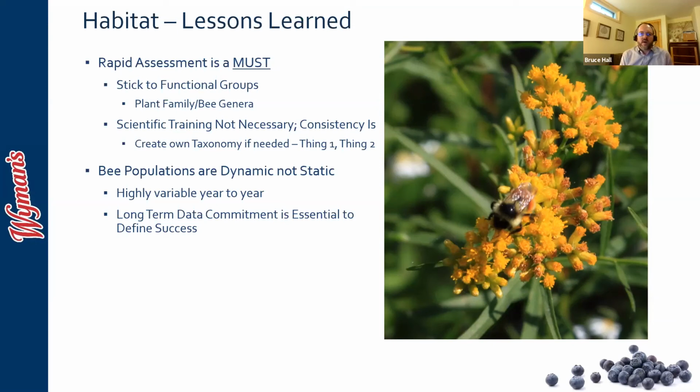We've found that sticking to functional groups really aids that process. So whether that's just rapid identification of plants based on plant family or bee genera, whatever it may be, it really helps. And ultimately, no scientific training is necessary, but consistency is. You can create your own taxonomy if you're a farmer. You can call things whatever you want. You can call it thing one and thing two. It doesn't have to be the correct scientific name, just be consistent with the individuals over time.